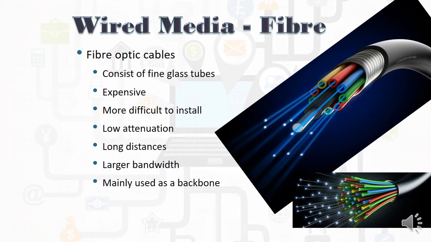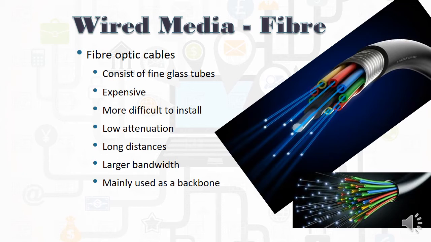The second wired media, we call it wired, even though it's not copper wire, it is fiber. It is made of glass. There are tiny little tubes of glass in the middle of the fiber channel, and there's light traveling down these glass tubes. Fiber optic cables are very expensive, far more expensive. They are more difficult to install. You need special terminators on the end of the fiber optic cable. And so you need more skill and better tools to be able to install it.